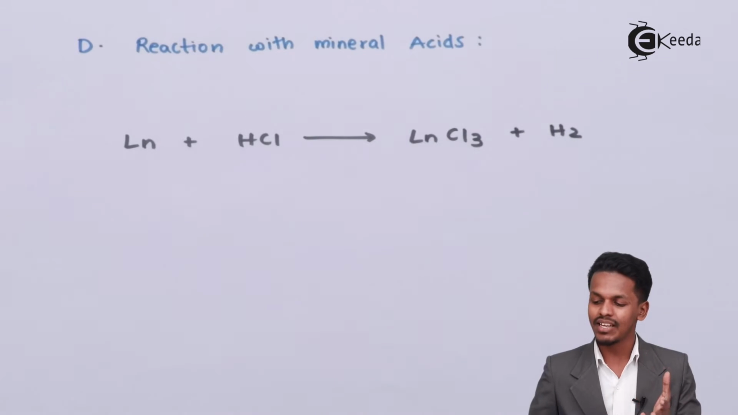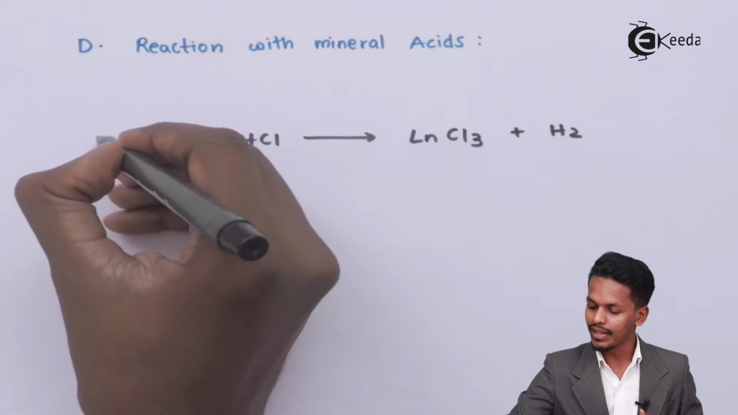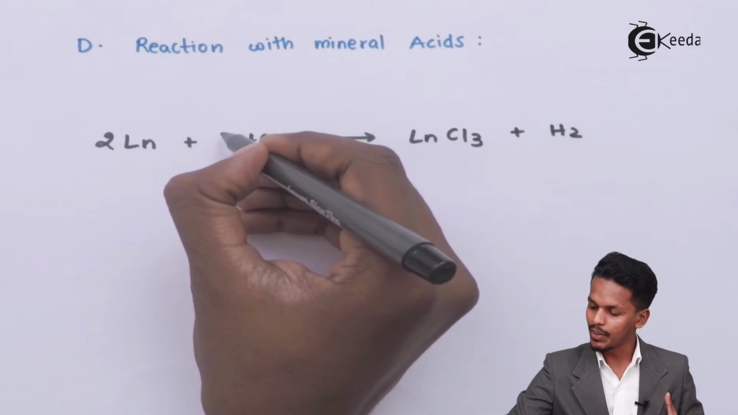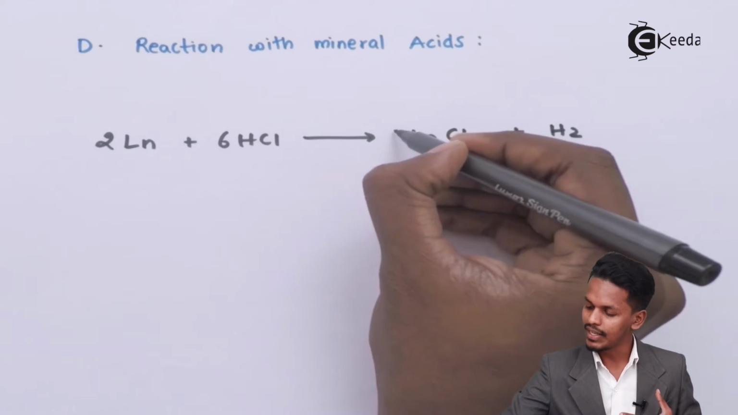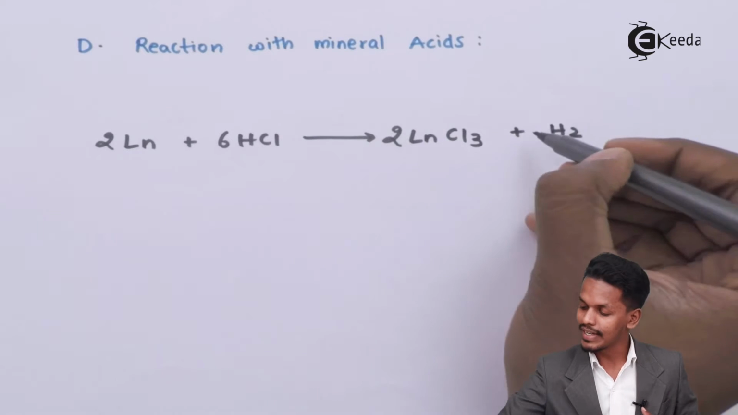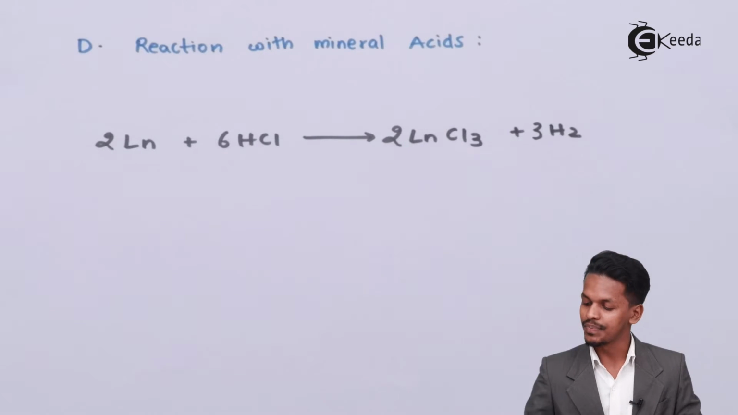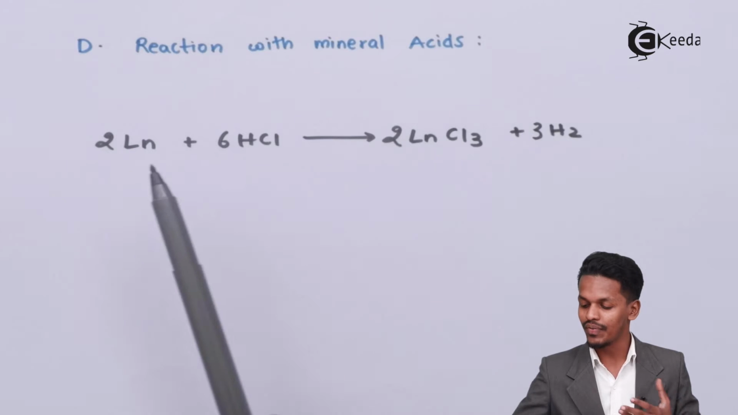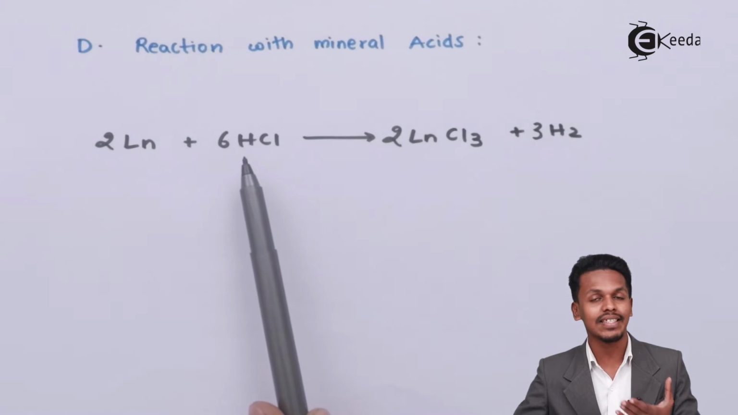But here we have to balance the reaction, so what I'm doing is multiplying this by 2 and this by 6, making it 2 moles of LnCl3, and this is how we could get the byproduct, that is 3 moles of H2. So this was one of the reactions of the lanthanoid with the mineral acid, that is HCl.